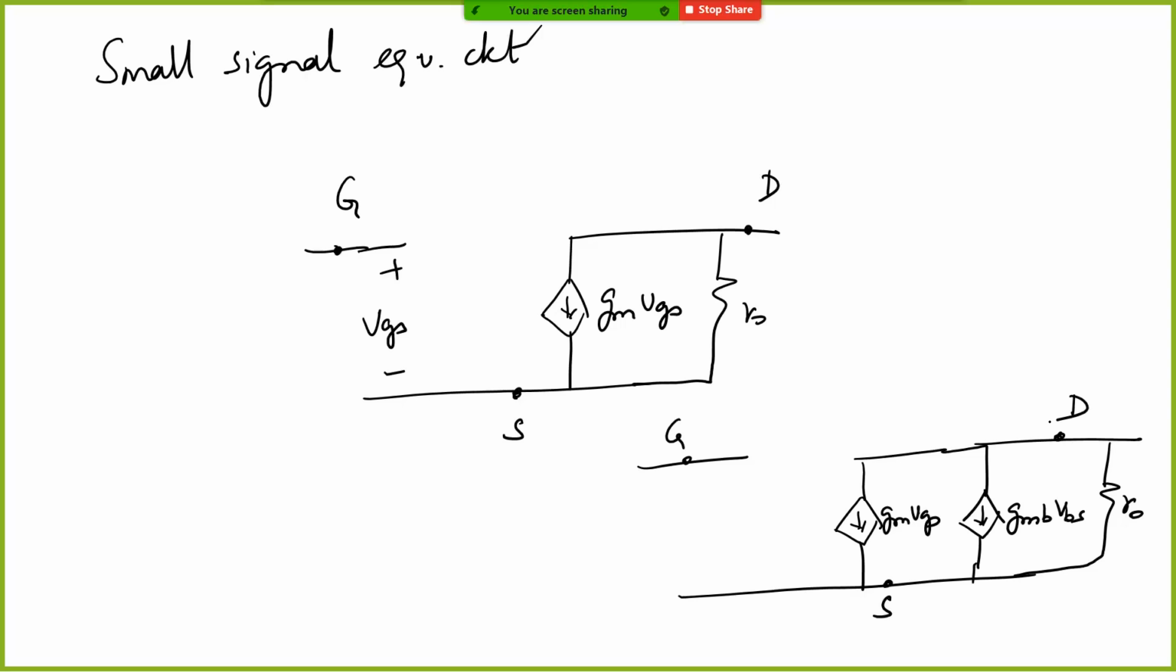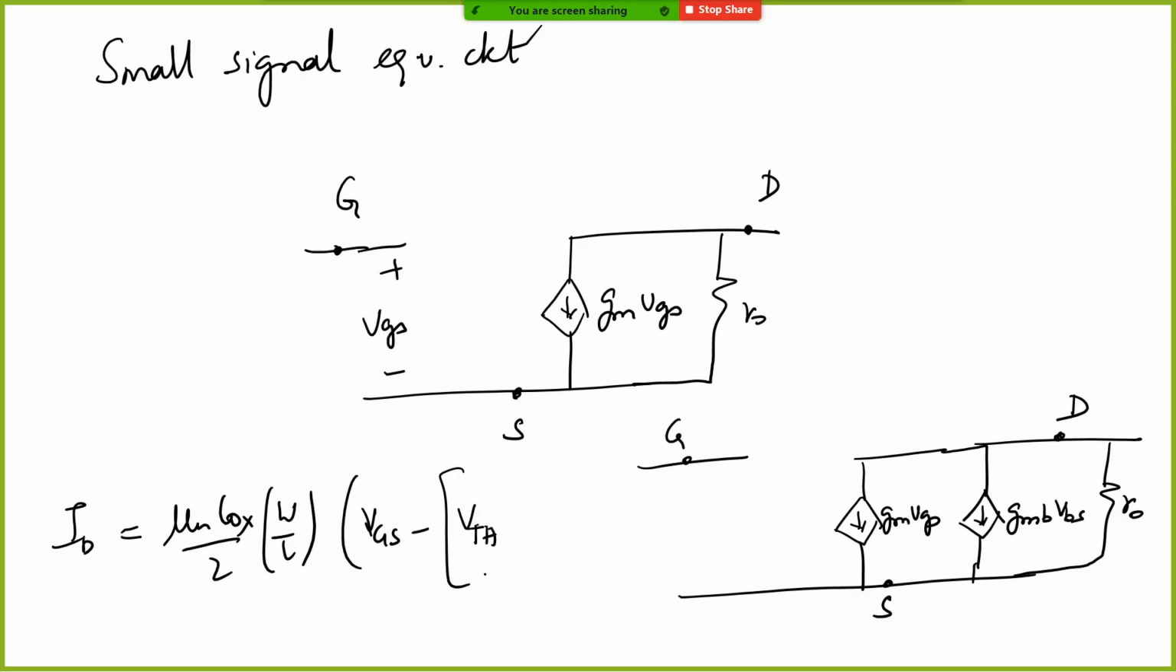Okay, and gmb I will maybe cover next time, or maybe it is not so important for this course, but I'll just give you the idea. As I mentioned, ID is mu Cox by 2 W over L, VGS minus VTH the whole square. Now this VTH can be written as VTH0 plus gamma times the root of 2 phi f plus VSB minus the root of 2 phi f.